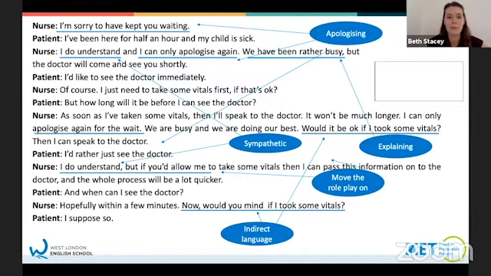Now, it's important that you use a range of language in your speaking, again, because of the speaking criteria. So here we've got some different language, but we're really going to focus on that in a minute.